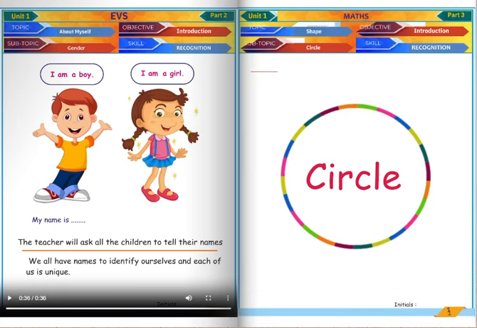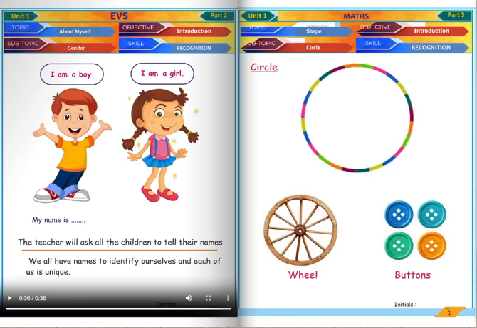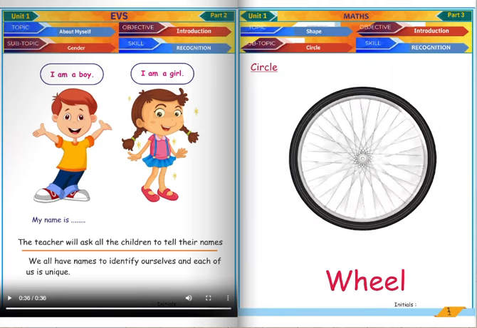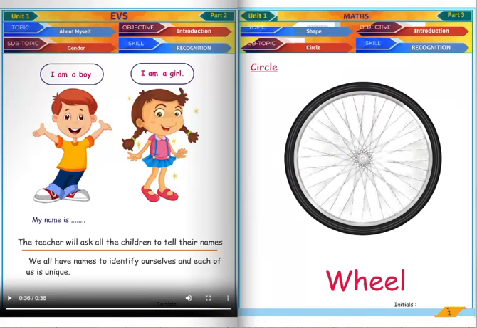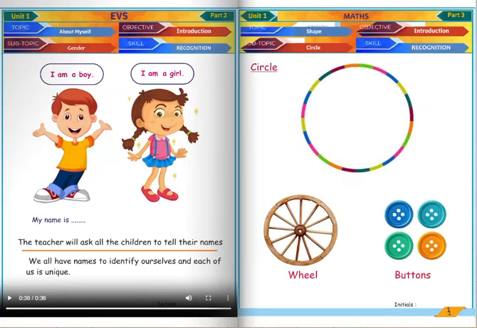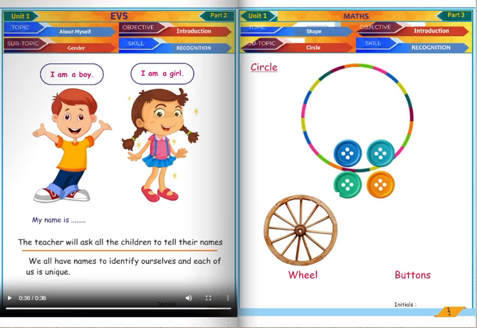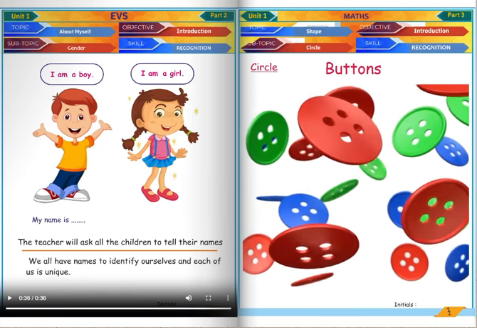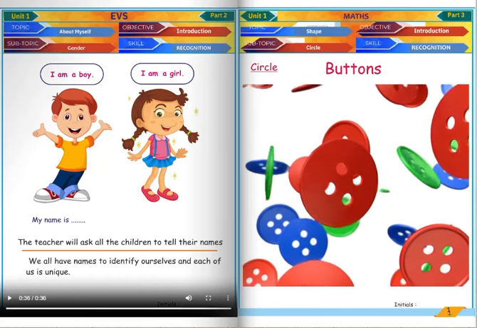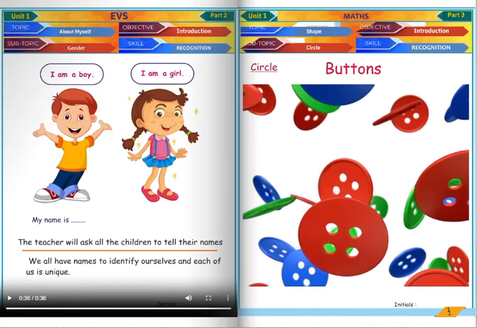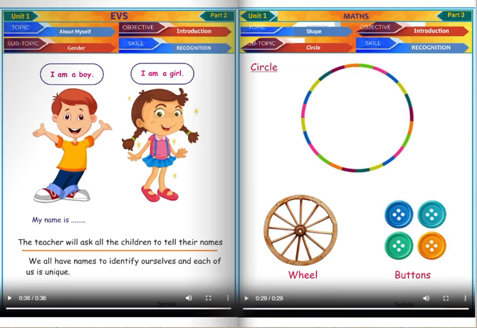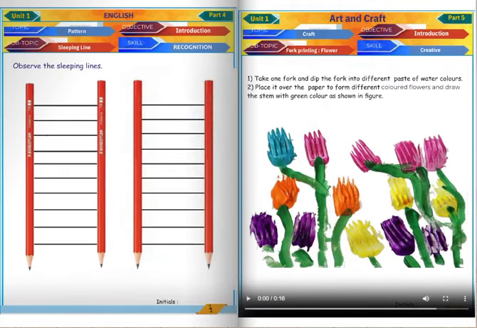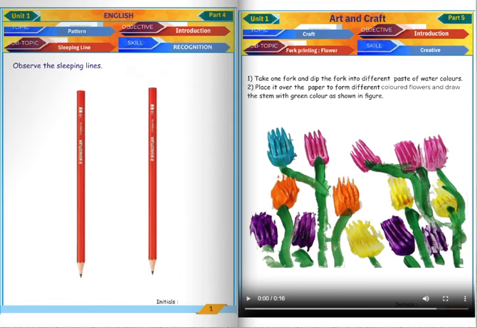Circle. Wheel. Buttons. Observe the sleeping line.